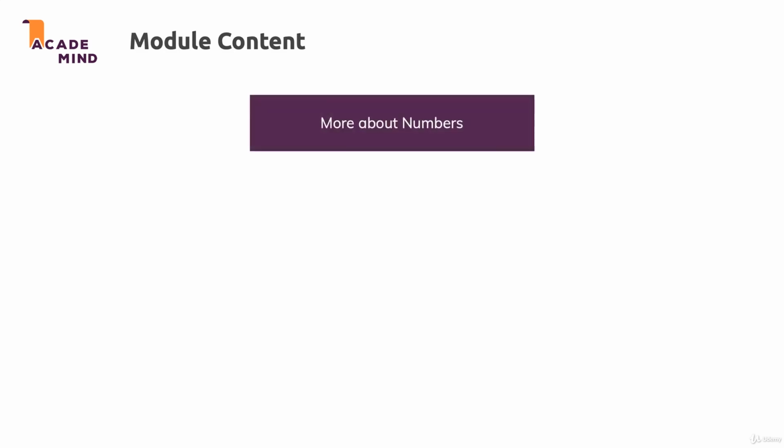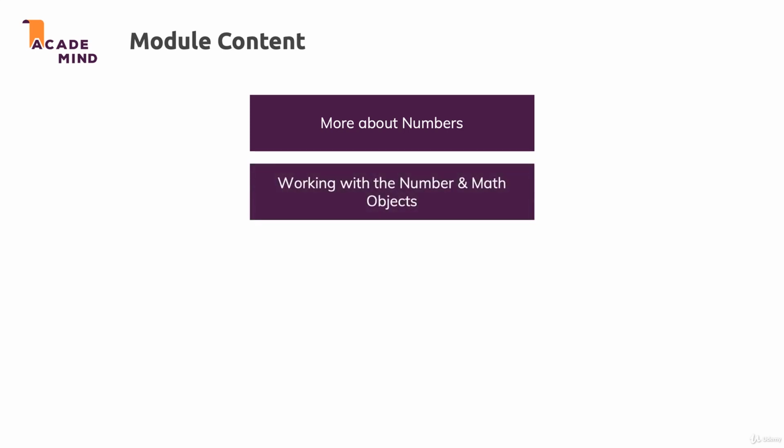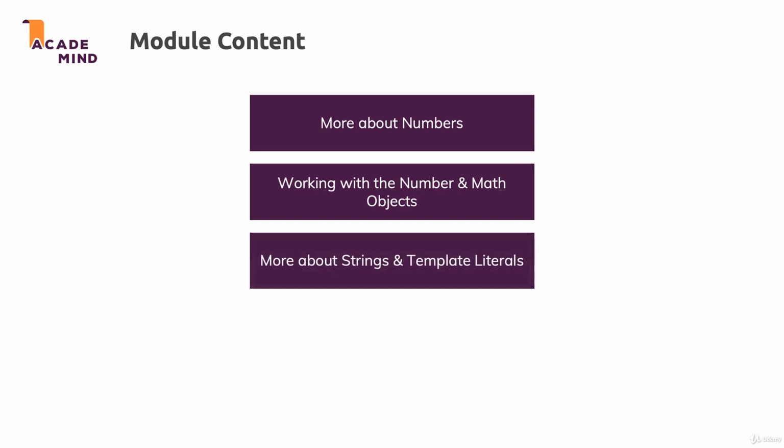To be precise, in this module, we'll have a look at numbers, how they are actually represented internally, and why we sometimes end up with strange results in certain calculations. We'll have a look at the global number and math objects or constructor functions and what we can do with those. And we'll also dive into strings again, and there also revisit template literals, because it turns out with those we can do more than what we did thus far.